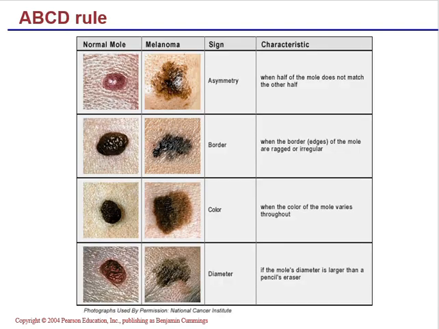Here are other views of the asymmetry and border shifts and color shifts and growth with diameter that we can see utilizing the ABCD rule in order to identify possible melanoma. So again, that's just a quick look at some of the things or changes that could occur and is a characteristic of formation of melanoma. So just keep an eye on the moles on your body, go see a dermatologist, get a yearly checkup. All these things are very much recommended.